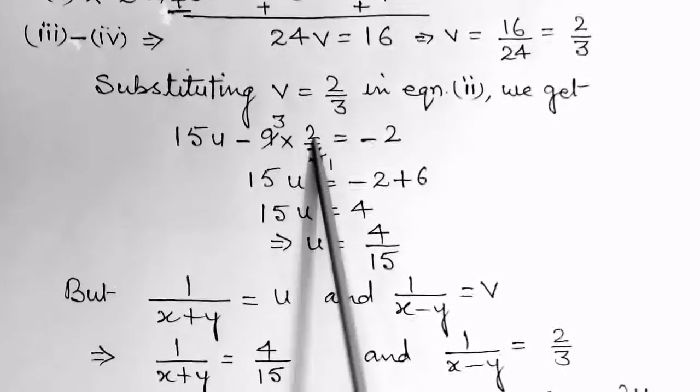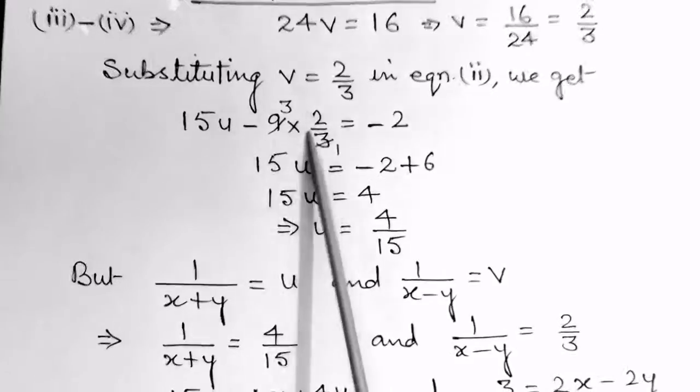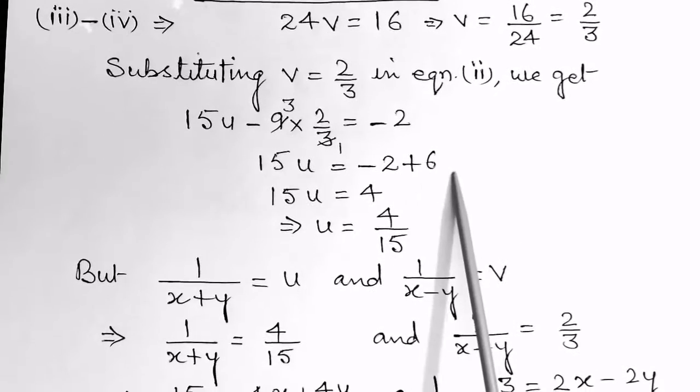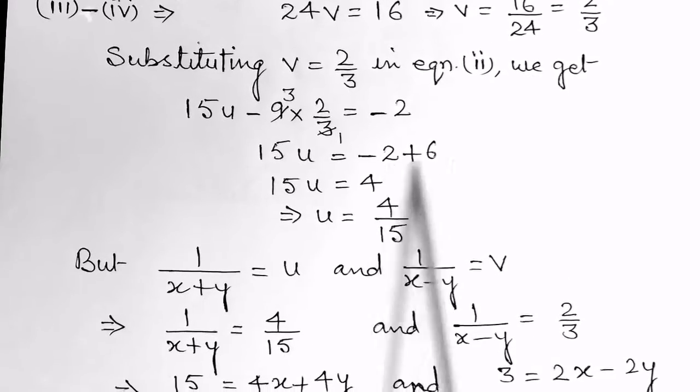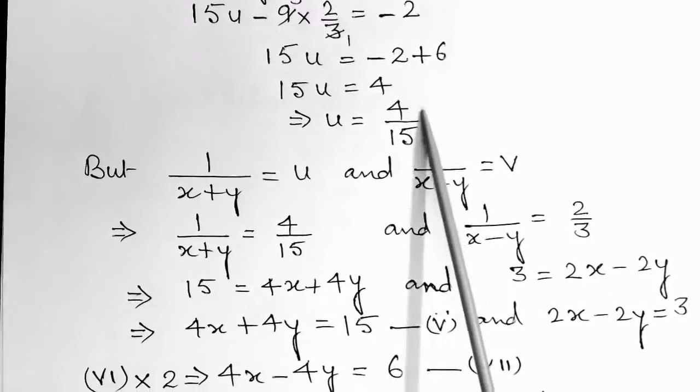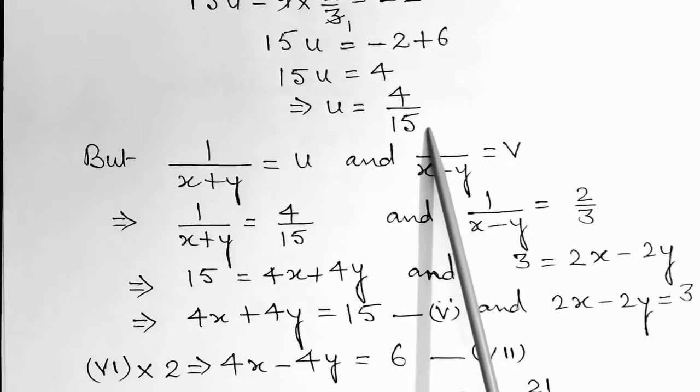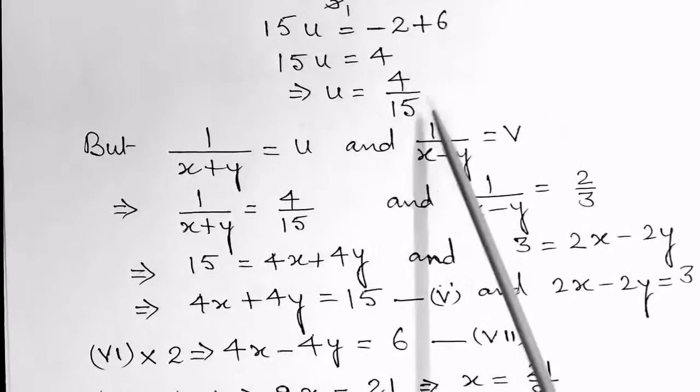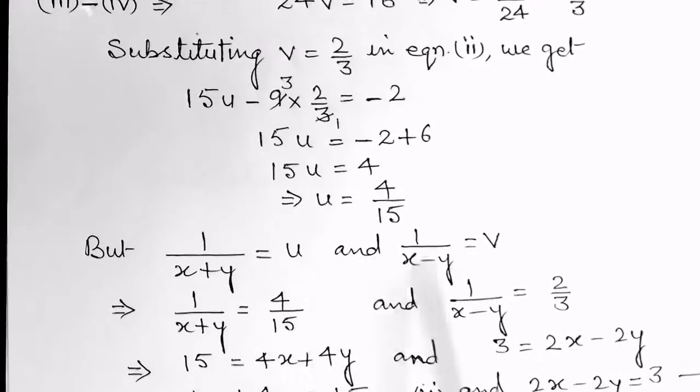So here 3 2s are 6. So minus 6, if I transpose that, you get plus 6 here. So 15u is equal to minus 2 plus 6. That is 15u is equal to 4. So u is equal to 4 upon 15. Right? Now, once we have got the values of u and v, we put those values here.